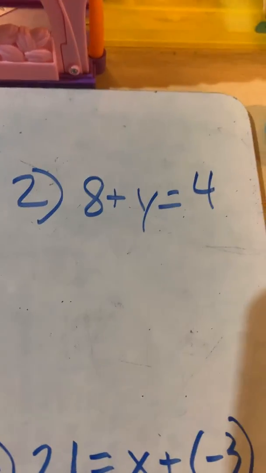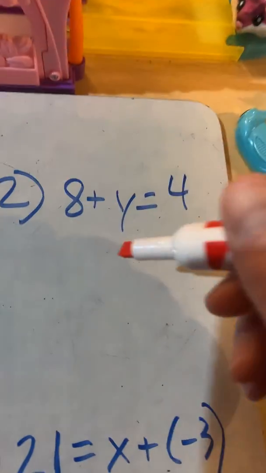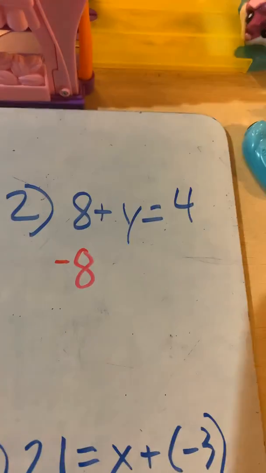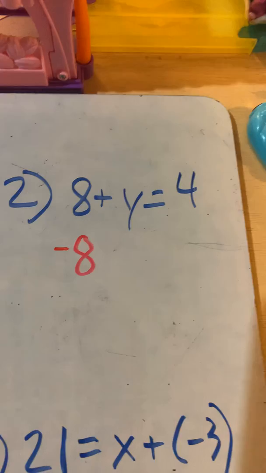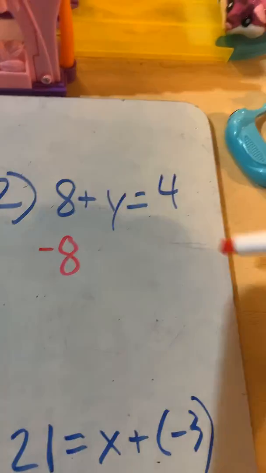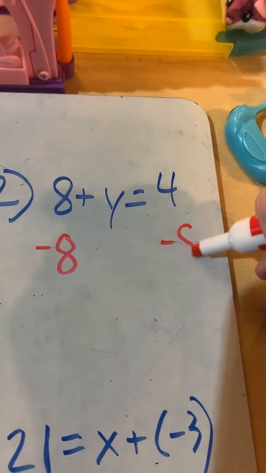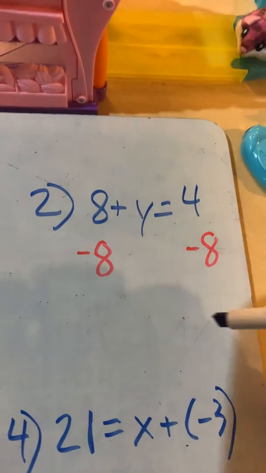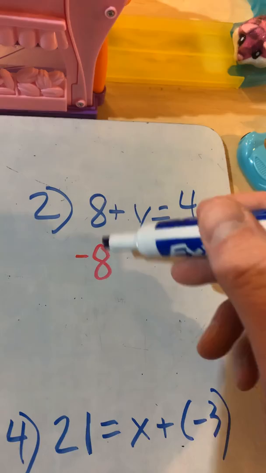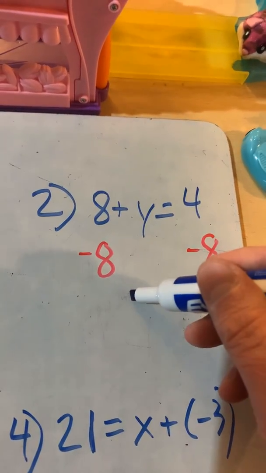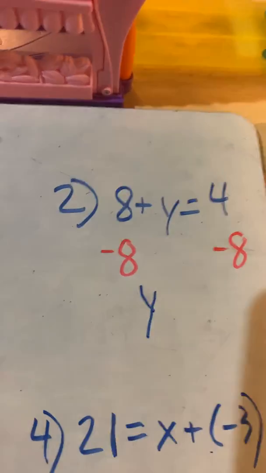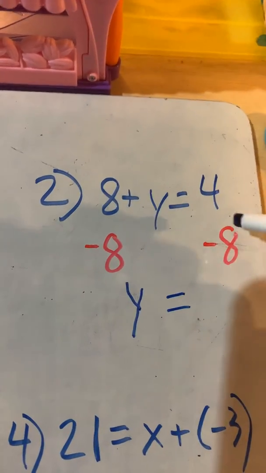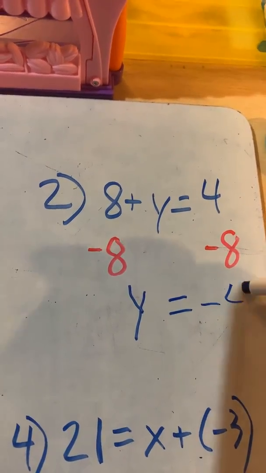So I look at the number beside the y, it's positive 8, and to make that positive 8 go away, I do minus 8. And I have to do the same thing to both sides of the equal sign to keep everything balanced. So I do minus 8 on the other side of the equal sign. Now let's work down the page and see what's left. On this side of the equal sign, 8 minus 8 is 0, so I'm left with a plus y, which I can just call y. And on the other side of the equal sign, 4 and negative 8 make negative 4.